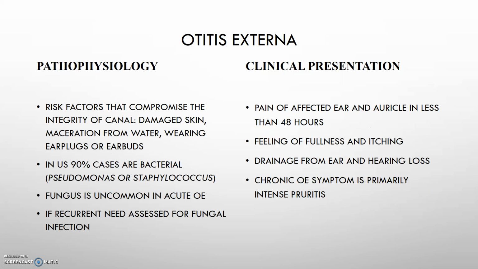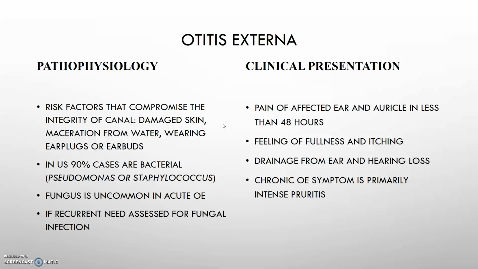The pathogenesis of otitis externa is really related to risk factors that compromise the integrity of the canal. There could be damaged skin, maceration from water, wearing earplugs or earbuds. In about 90% of the cases, we do know they're bacterial, so look for the two most prevalent pathogens, Pseudomonas or Staphylococcus. Fungus is uncommon in acute otitis externa, but it does need to be considered if we've got a recurrent otitis externa in our patient.